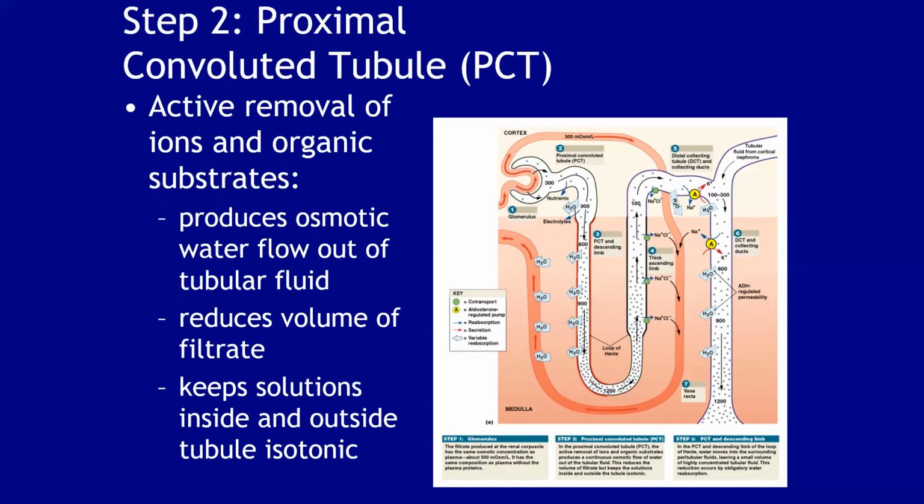The proximal convoluted tubule starts right here, right where the renal corpuscle ends. In this image, many of the convolutions have been taken out, but it's indicated by this green line. So this is where we're going to remove ions and organic substrates.